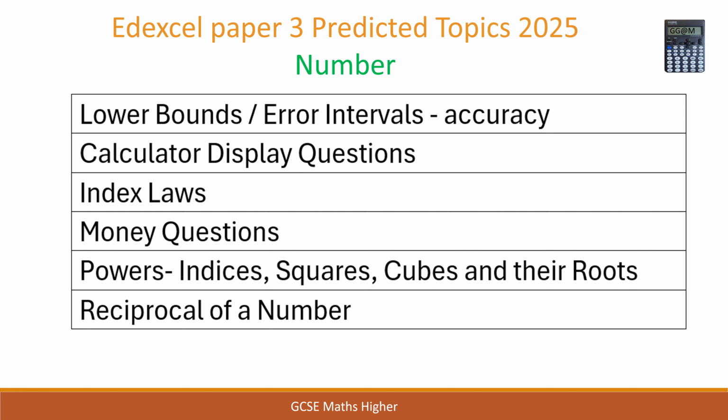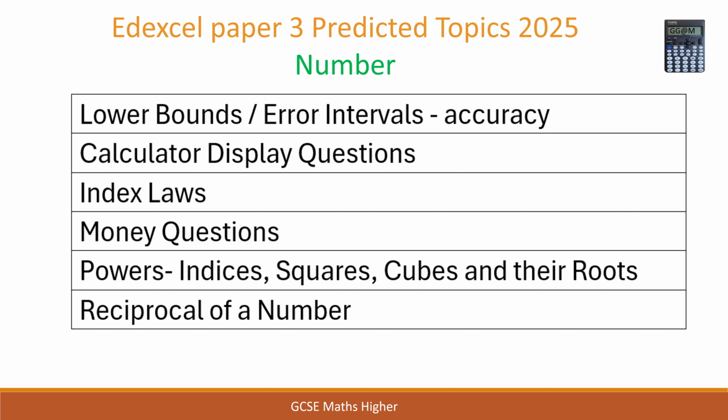The upper bounds came up on paper 2. Lower bounds, they may come up. You're more likely to see error interval and accuracy than the bounds, but you don't know. So make sure you look through here. On the next few slides are examples of exam questions which are linked to all of these topics. So have a look through the ones that you need to practice.